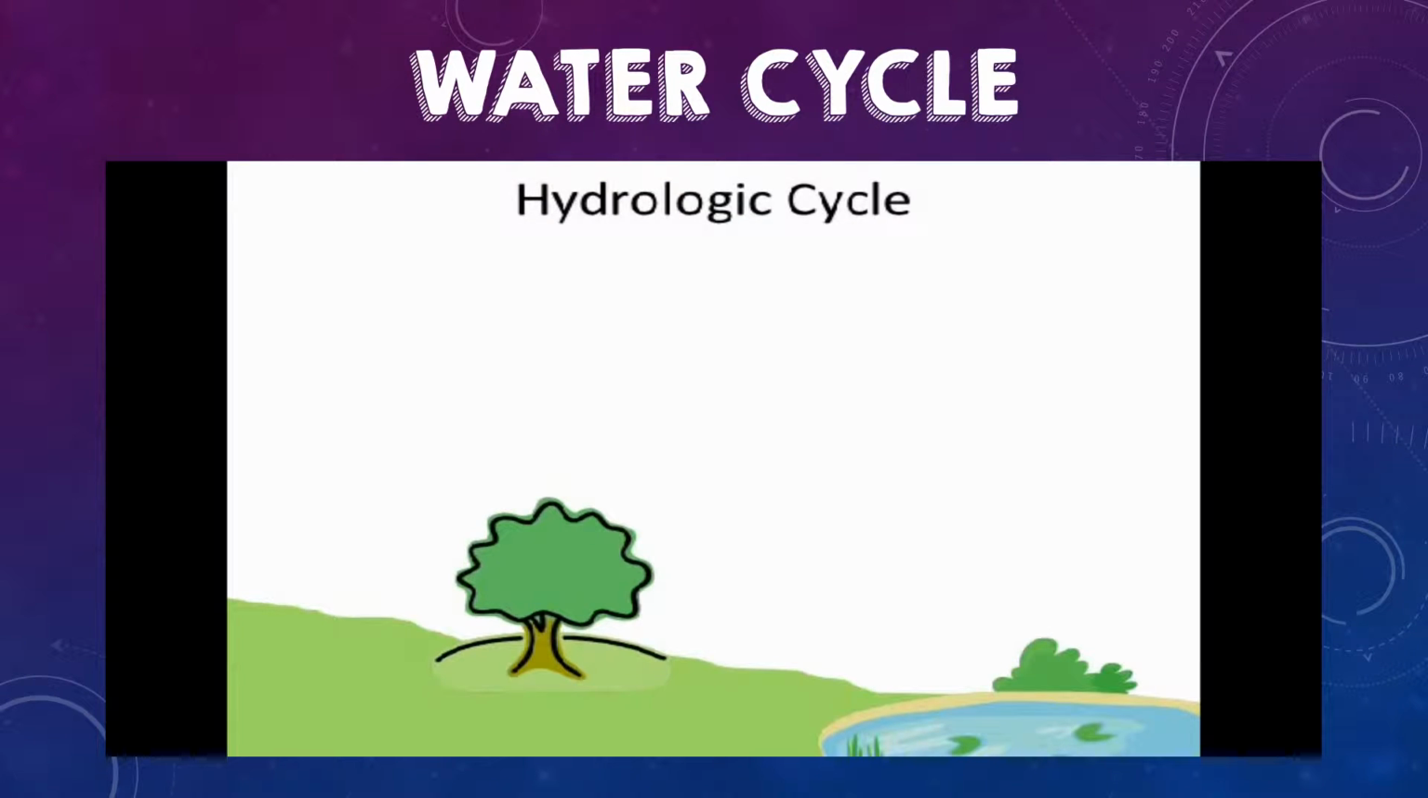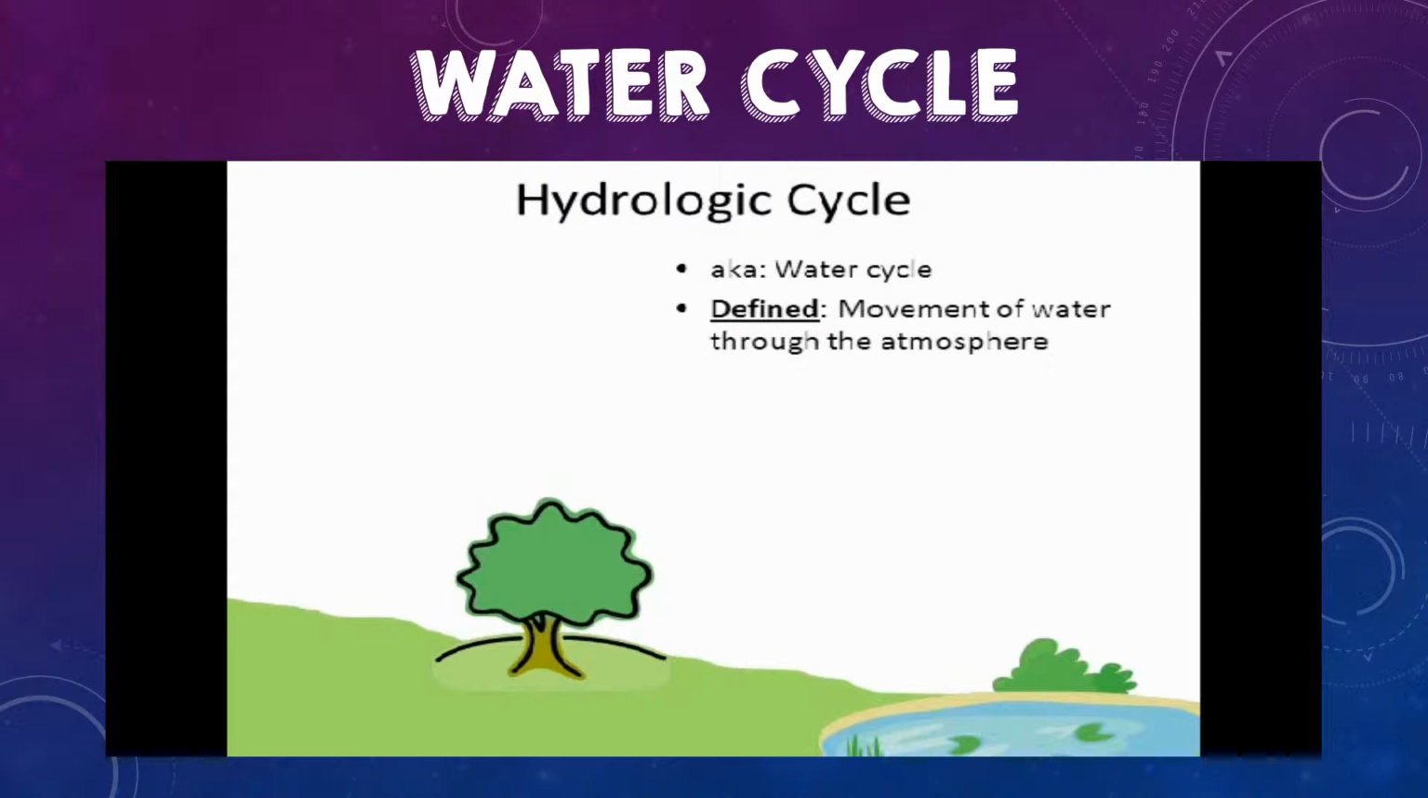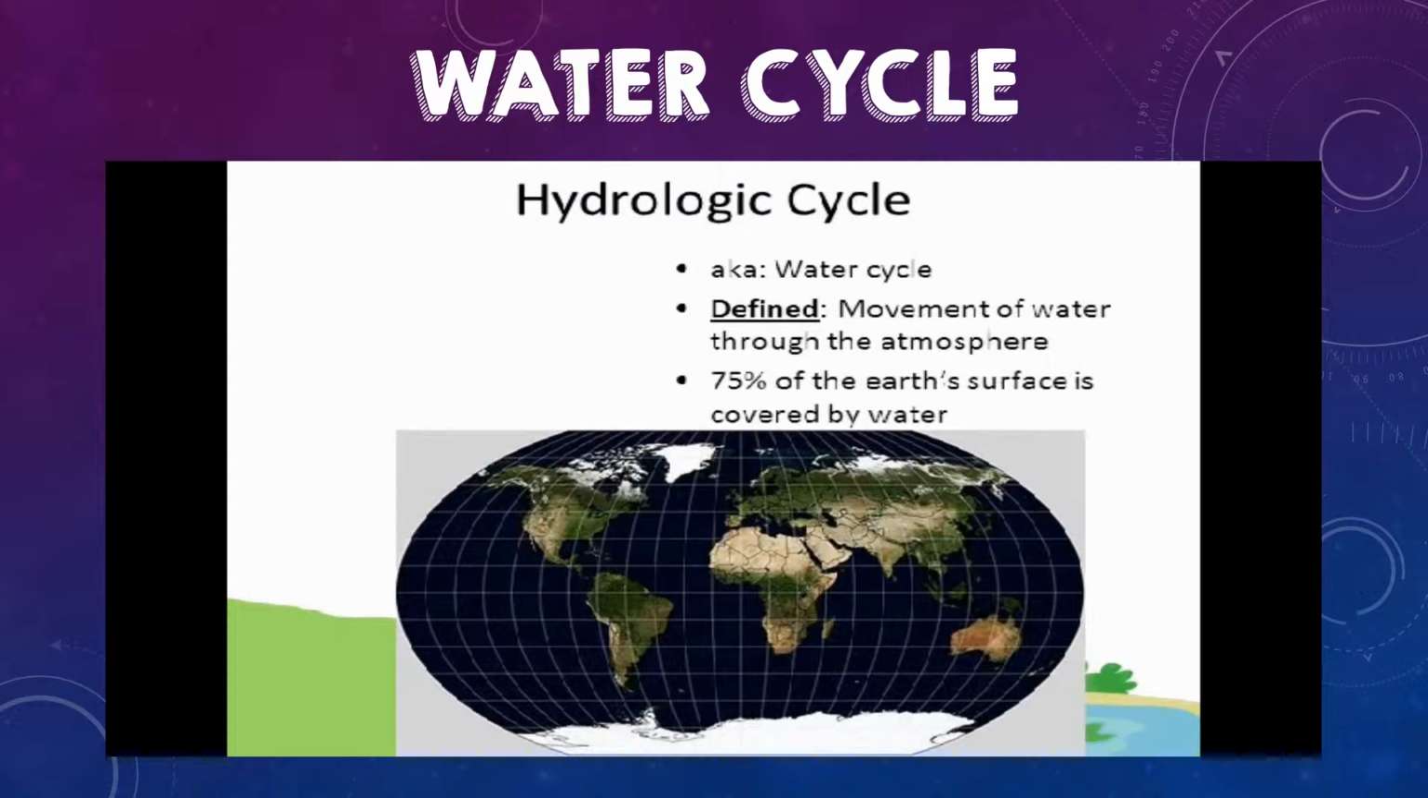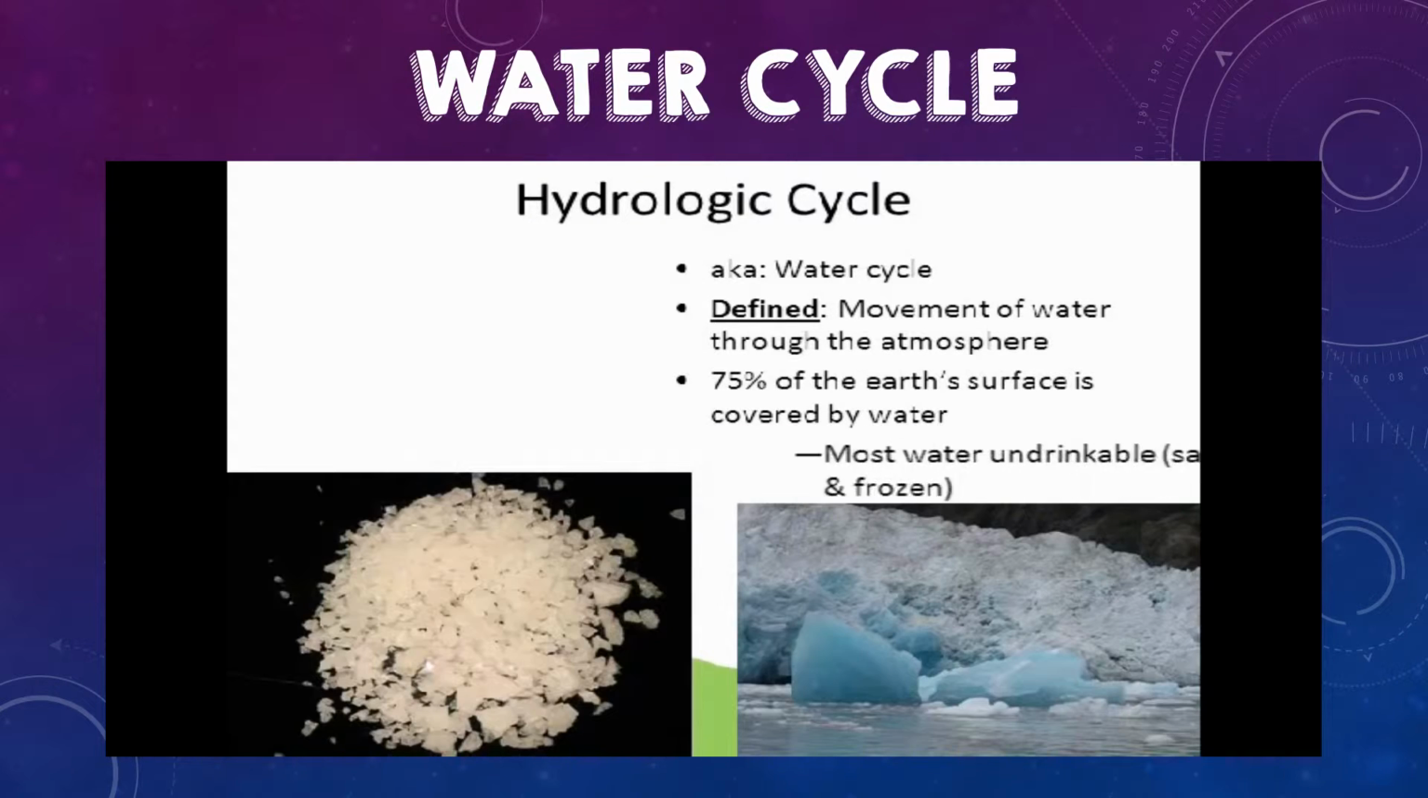So the first biogeochemical cycle I want to mention is the water cycle, also known as the hydrologic cycle. In this cycle, it's simply the movement of water through the atmosphere. Now, when you look at a picture of a globe of the Earth, about 75% of Earth's surface is covered with water. But there's a problem with that water.